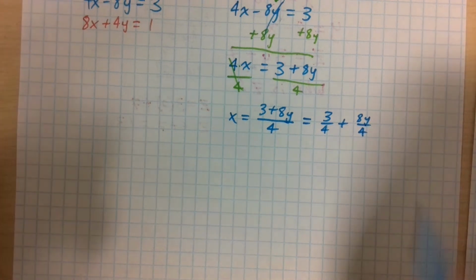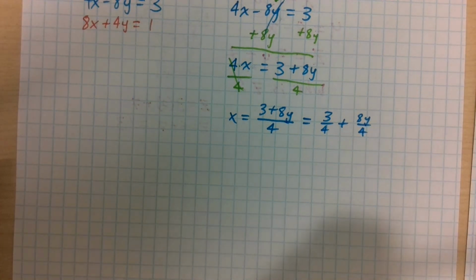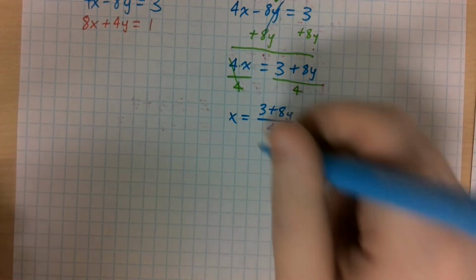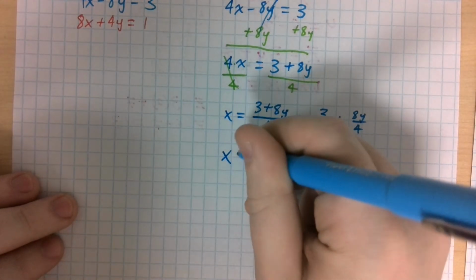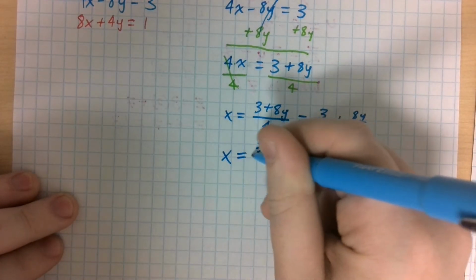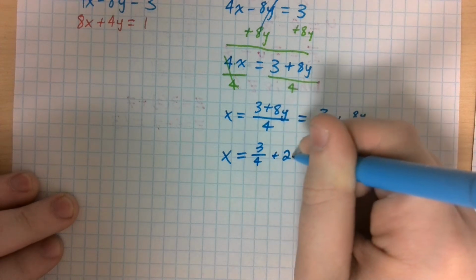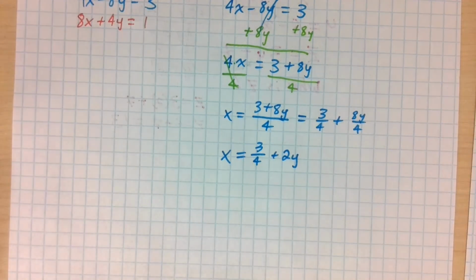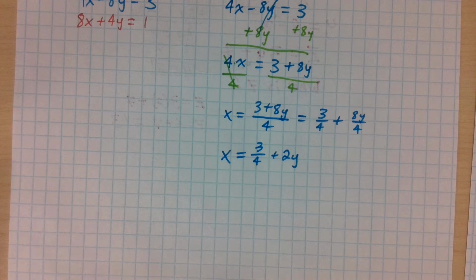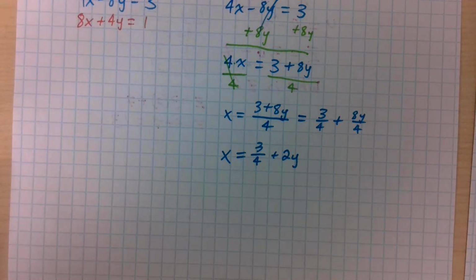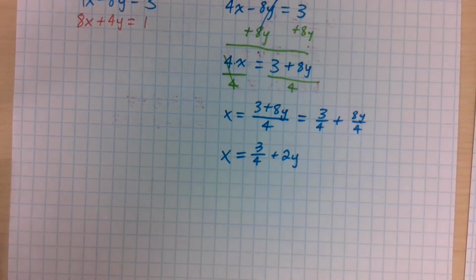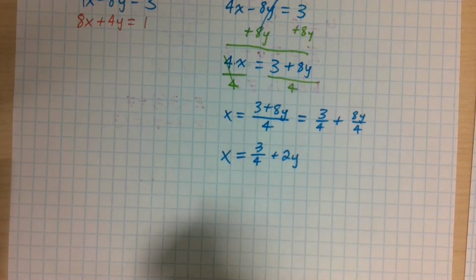And can either of these fractions be simplified? Yeah. 8y divided by 4 is just 2y. So x equals 3/4 plus 2y. That's it. That's solved for x. I think now you see why this problem is going to be a little bit of a pain. Step 1 is done. We've solved for one of our variables.